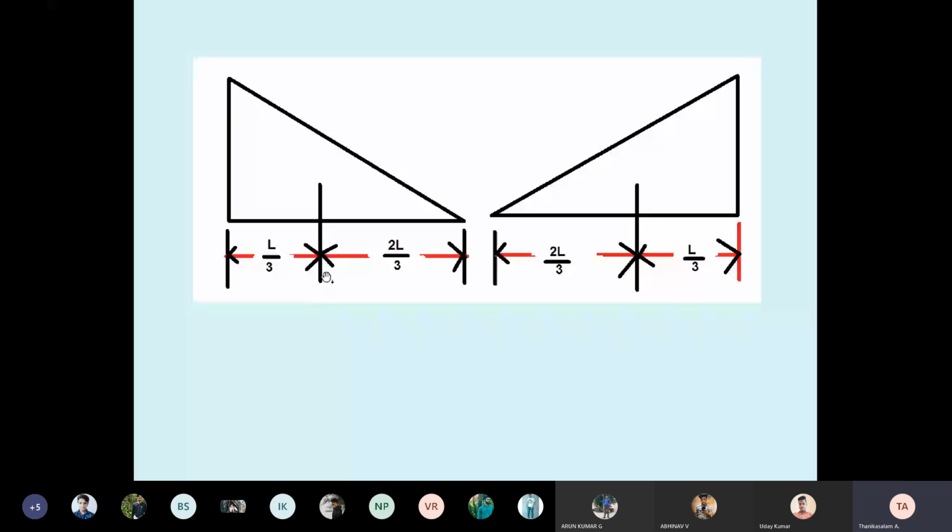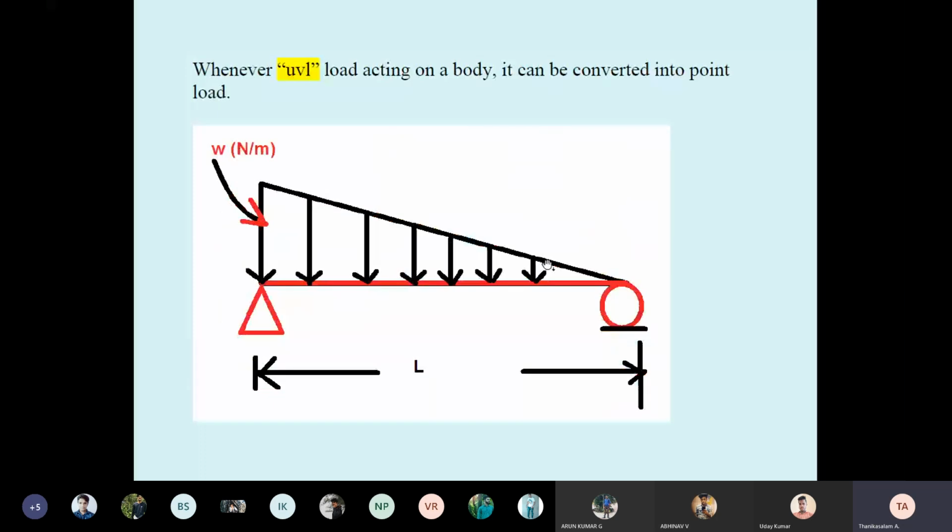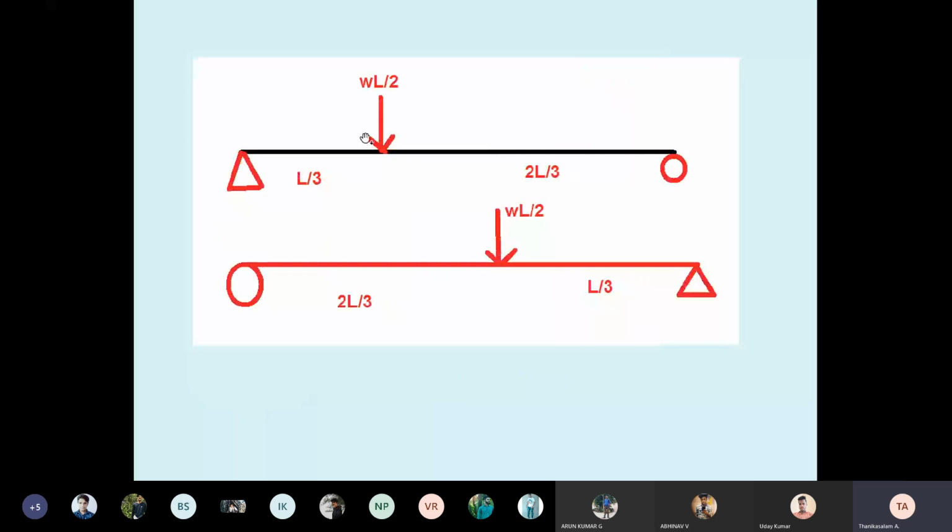See here, it is marked for this first diagram. In this first diagram I converted the point load, half into W L by 2. Where is it acting? At L by 3 distance, and the balance is 2L by 3 distance. Suppose this is the shape, then from the left side it is 2L by 3. See here, 2L by 3.